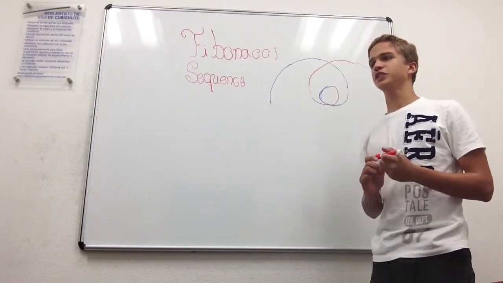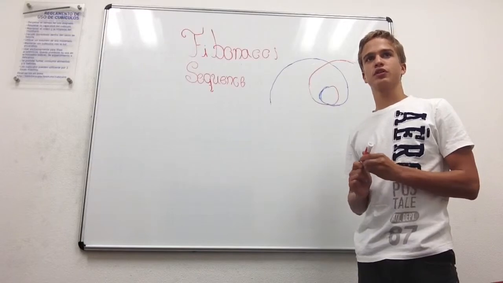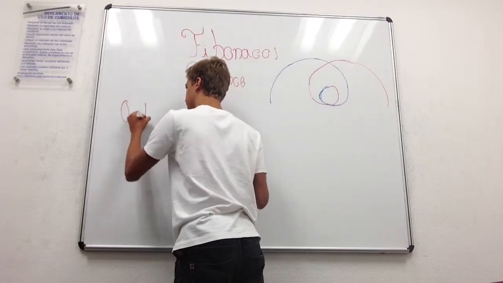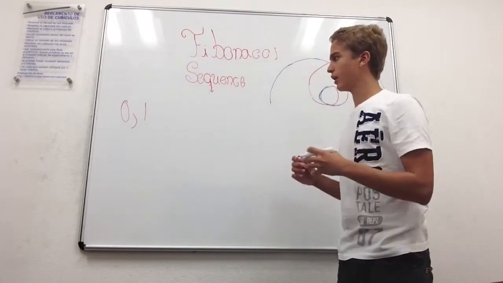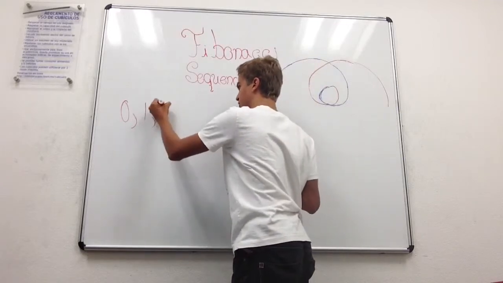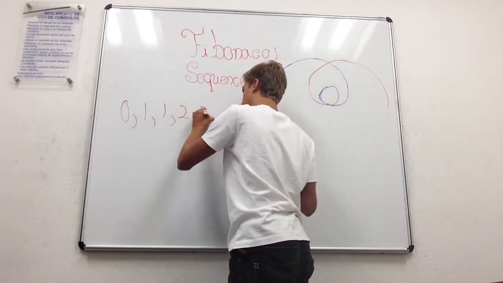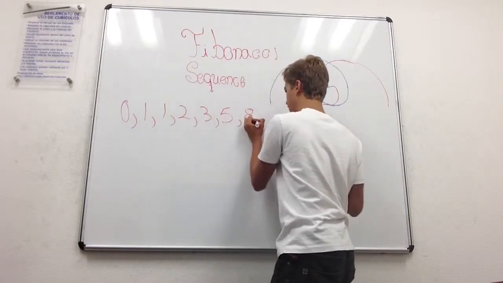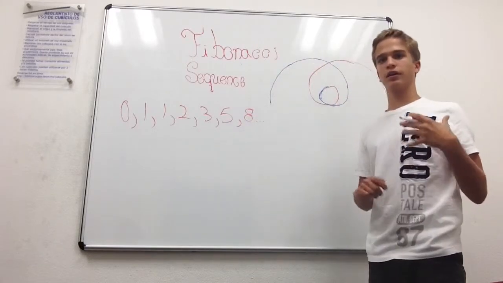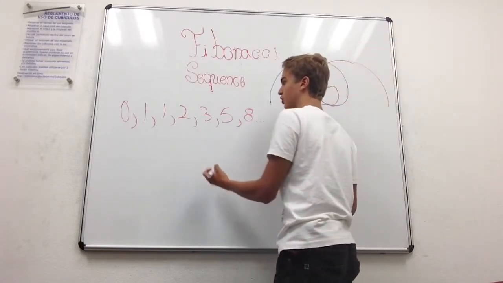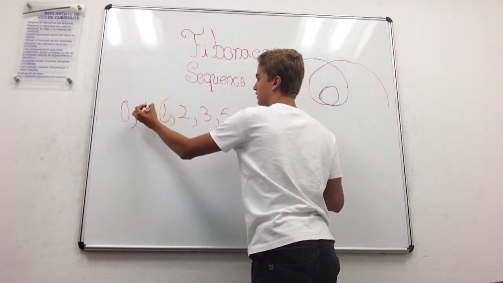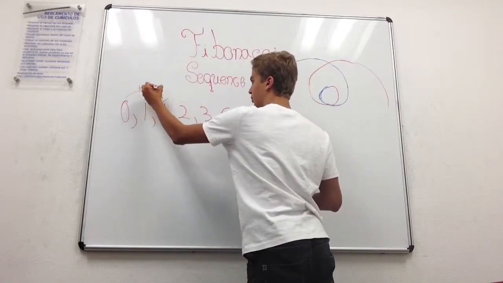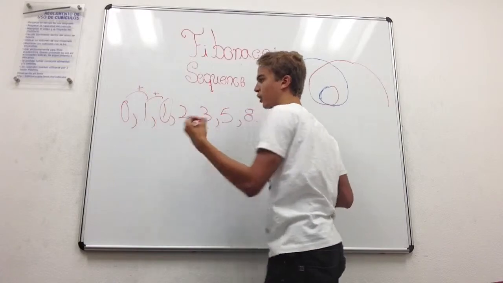By definition, the Fibonacci sequence starts with the first two numbers, which are 0 and 1, and all the other numbers, such as 1, 2, 3, 5, 8, etc., are the sum of the previous two numbers. For example, 1 is the sum of these two numbers. 2 is the sum of these two numbers. And so on.